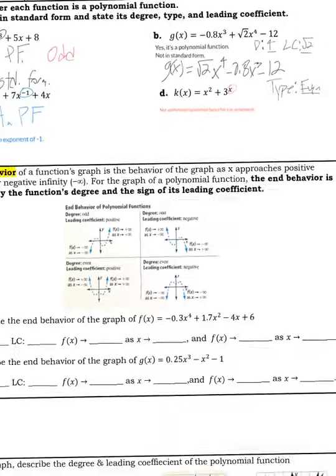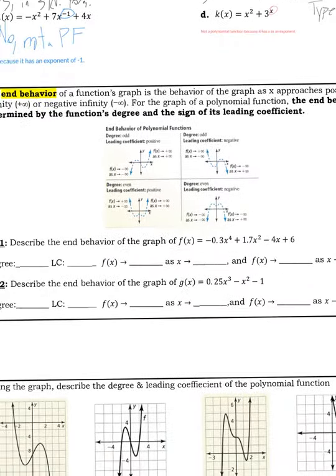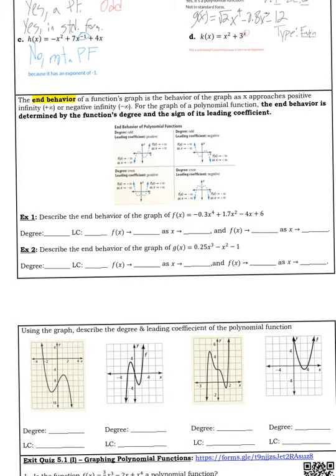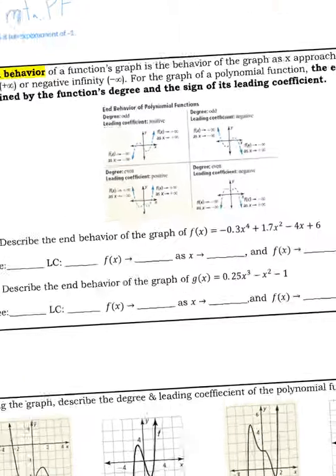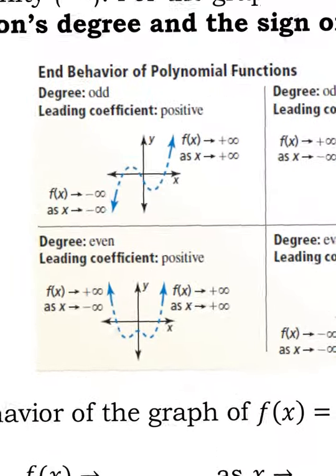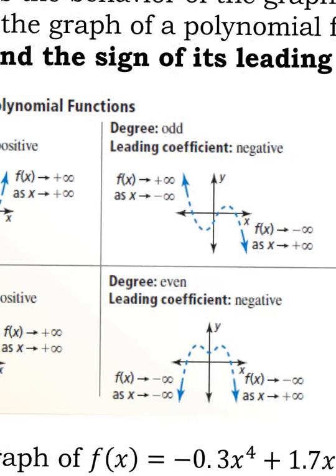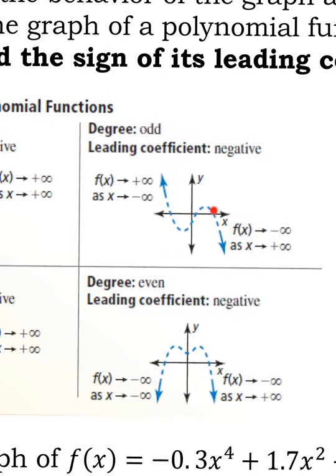All right, so here we're going to talk about the end behavior. So I'll read you the definition. The end behavior of a function's graph is the behavior of the graph as x approaches positive infinity or negative infinity. For the graph of a polynomial function, the end behavior is determined by the function's degree and the sign of its leading coefficient. So what does that mean to you? It means that if you have an odd function and the leading coefficient is positive, it's going to go like this. If you have a negative function, it's going to go like that.